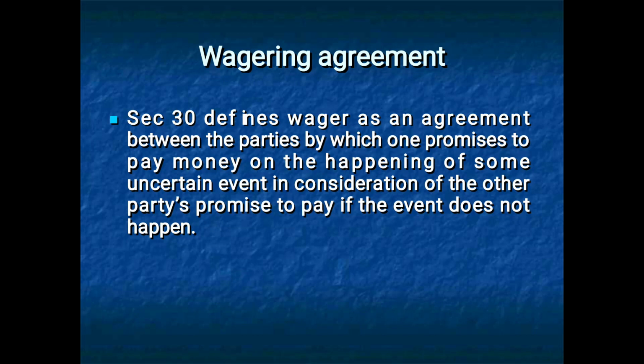Finally, on other contracts, we have contingent contract and wagering agreement. Contingent means may or may not happen, that is, a contract based on the happening or non-happening of certain events. Next thing, wagering. Wager means betting or gambling. The contracts based on gambling are termed wagering agreements, and it is void from the very beginning. So, in a nutshell, we discussed all the things.